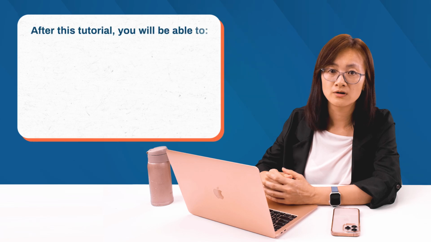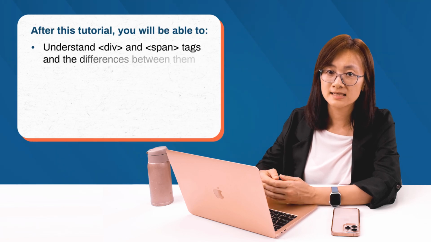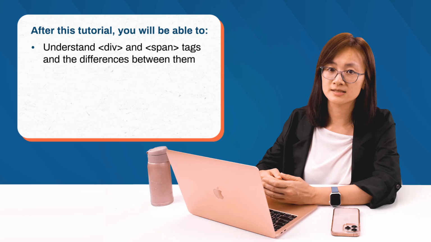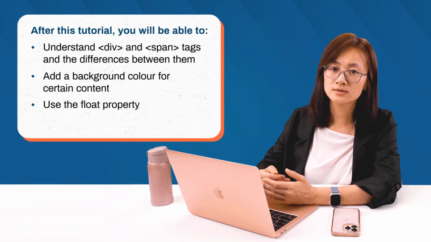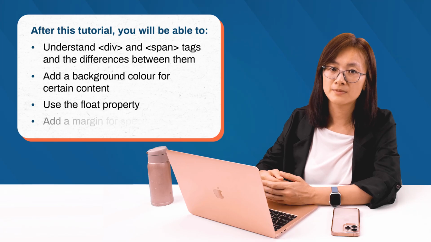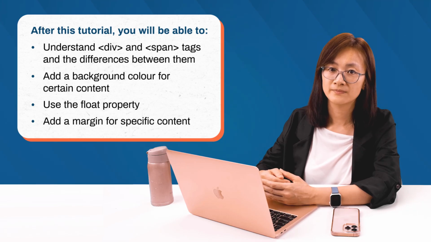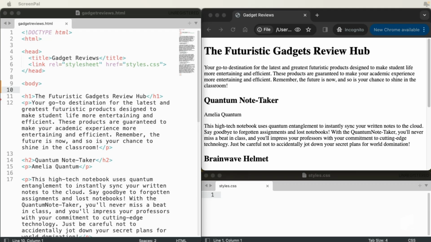After this tutorial, you'll be able to understand div and span and the differences between them, add a background color for certain content, use the float property, and add a margin for specific content. Start with the same example file you used in the previous tutorial. We will use the CSS external style sheet for this demo.